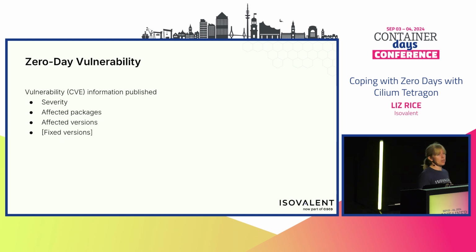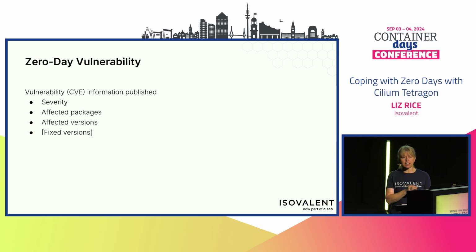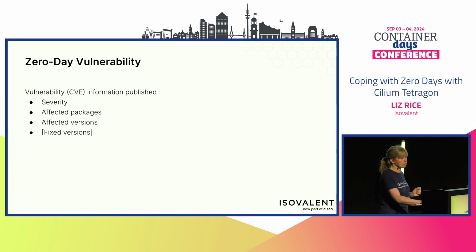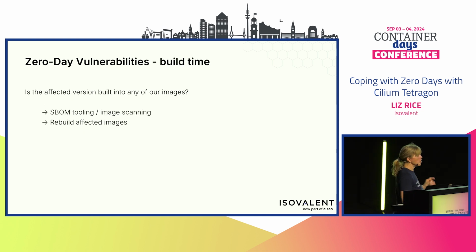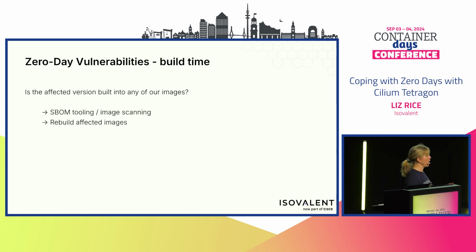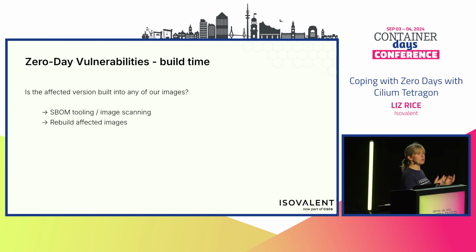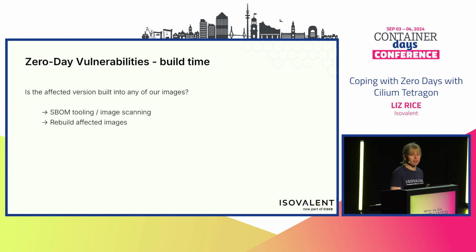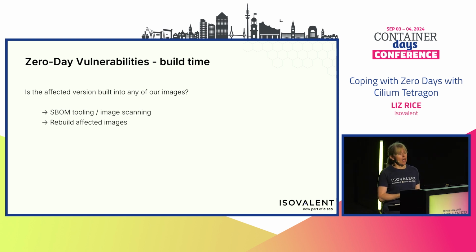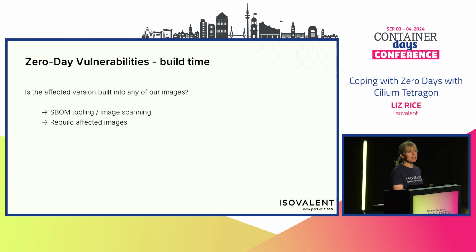Most of the time, by the time a vulnerability is published, there's also a fixed version. So you want to be able to update from your affected version to the fixed version. And there is lots of great tooling out there to help you identify at build time whether or not you're running vulnerable packages that have known vulnerabilities in them and can help you rebuild your images.